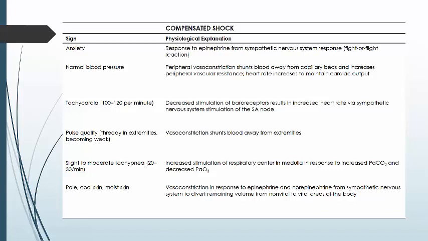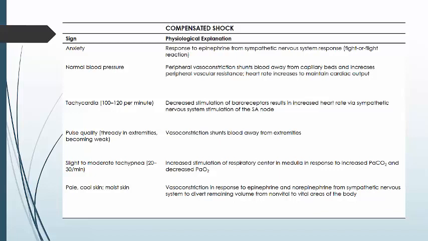So our tachycardia, usually 100 to 120 beats per minute. All right, this is going to be due to decreased stimulation of the baroreceptors, and these are going to result in increased heart rate via that sympathetic nervous system. It's going to stimulate that SA node there. Basically what's happening here is that we're sensing a decrease in pressure with those baroreceptors located in our vessels. So when we're looking at systemic cardiac output, we've got stroke volume times heart rate. If we can't immediately increase that stroke volume, we're going to increase the heart rate, try to move more blood, therefore more oxygen.